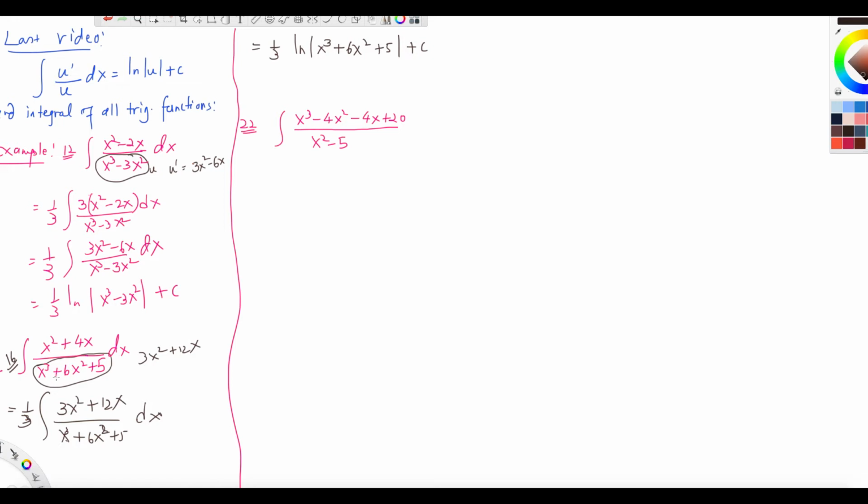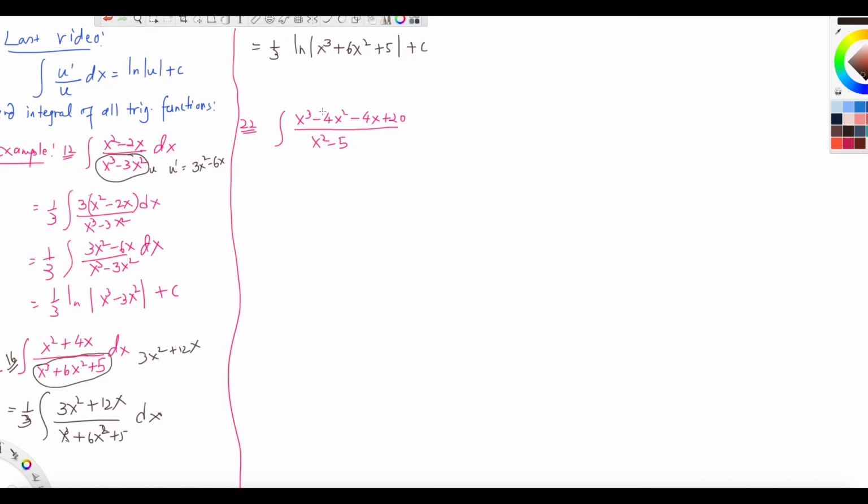So again, when you find the derivative, the exponent will go down by 1, right? So that's why it makes sense to think that the derivative of the denominator may be the numerator. But on 22, the numerator has a bigger degree than the denominator because it has 3 and the denominator has 2. So in this case, we may have to do something else before we apply these techniques that we used, right?